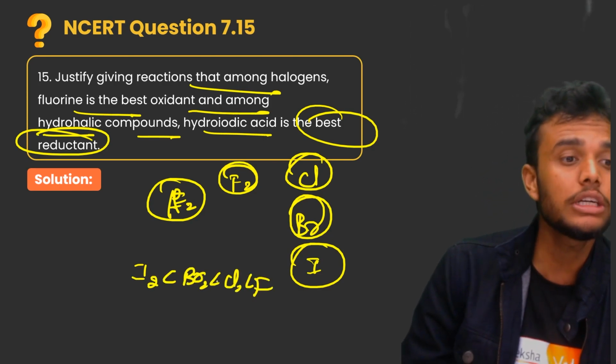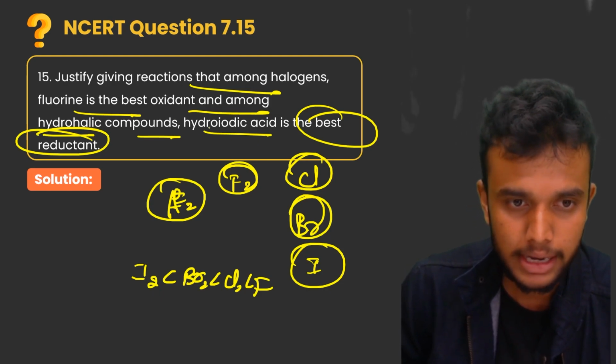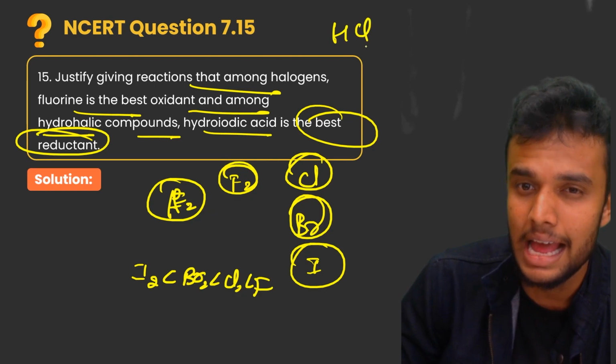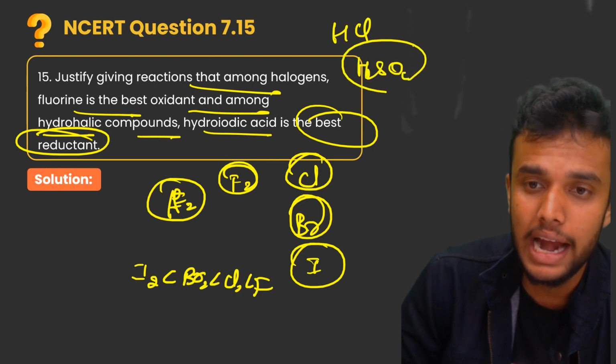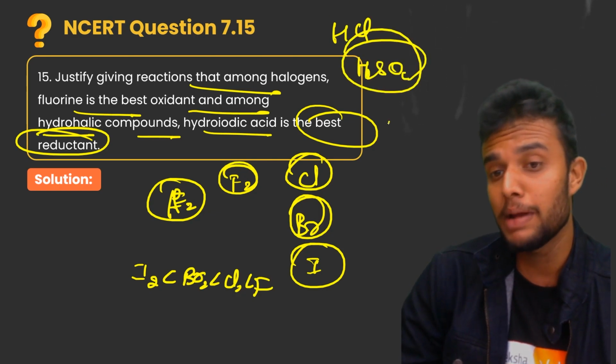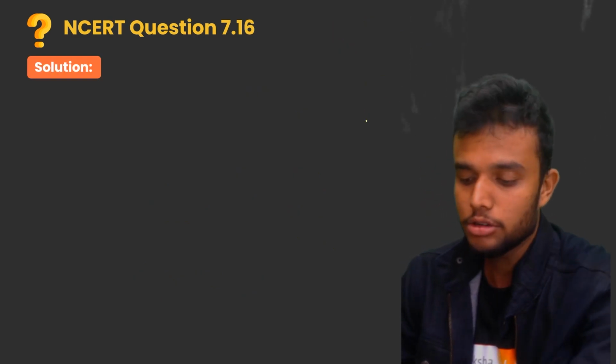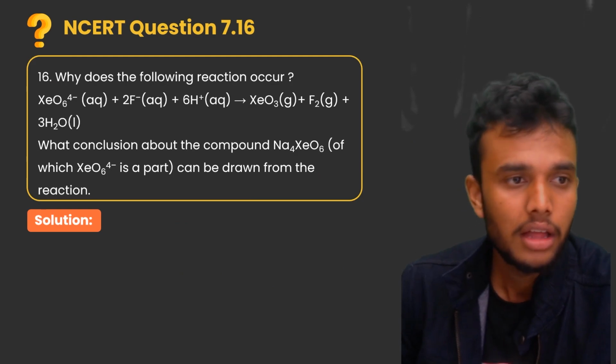And the second question is about the hydrohalic compounds. Hydrohalic acids are nothing but HCl, HBr, HI. It's the best reductant. Why? In this HI, H plus ions are formed, right? That's why it's the best reductant. Very simple. Next question.